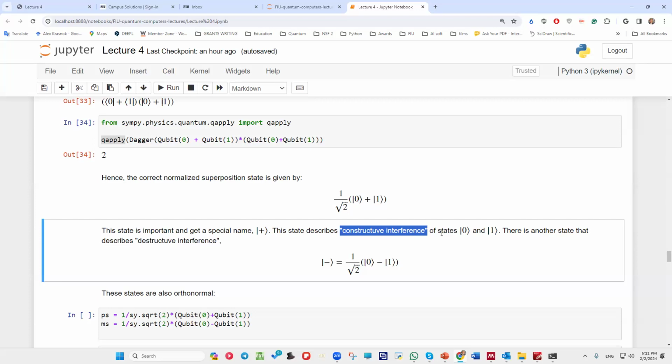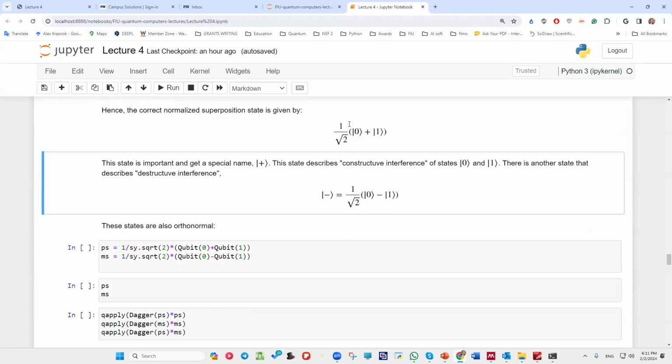However, we have another option here, right? If we put minus here, this minus corresponds to the destructive interference, when two waves destructively interfere and cancel each other or suppress each other. This is another state, and that's why we assign another name for this state, state minus. Okay. And so now we have two new states, state plus and state minus.